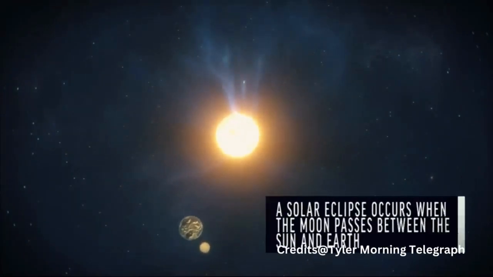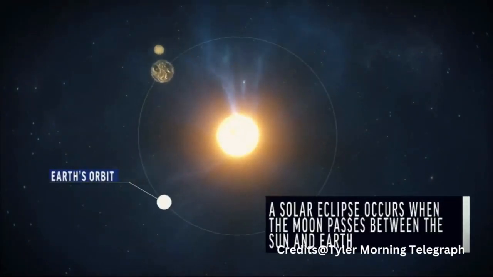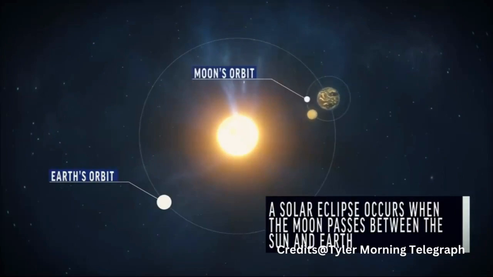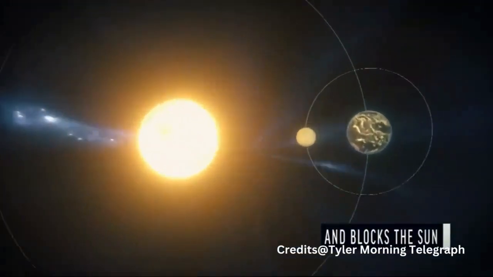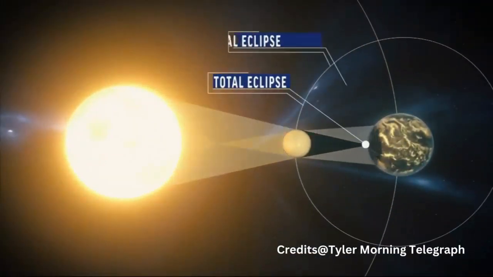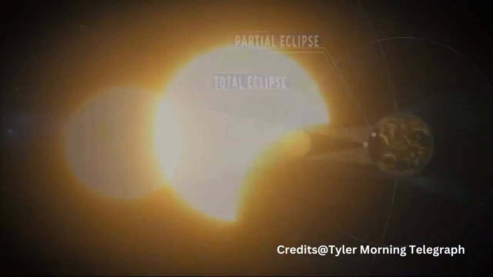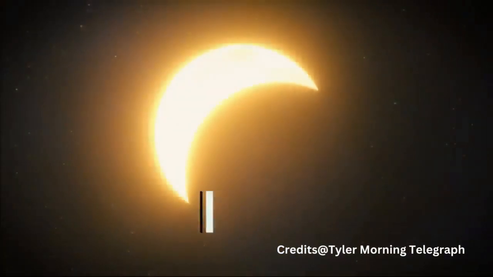Solar eclipses happen when the moon passes between the sun and the earth, blocking some or all of the sun's light from reaching us. There are three main types of solar eclipses: total, partial, and annular. There is also a rare hybrid type that can appear as either total or annular depending on the observer's location.